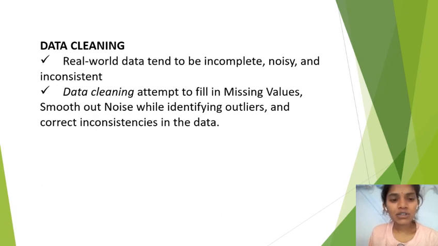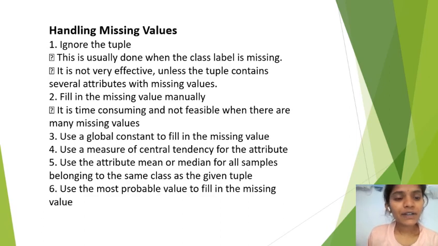Data cleaning is a process of removing incorrect or inconsistent or missing values. Real world data tend to be incomplete, noisy, and inconsistent. Data cleaning attempts to fill in missing values, smooth out noise while identifying outliers, and correct inconsistencies in the data. Data cleaning can be done in two ways: handling noisy data and handling missing values. For handling missing values, we have these six points to be remembered.